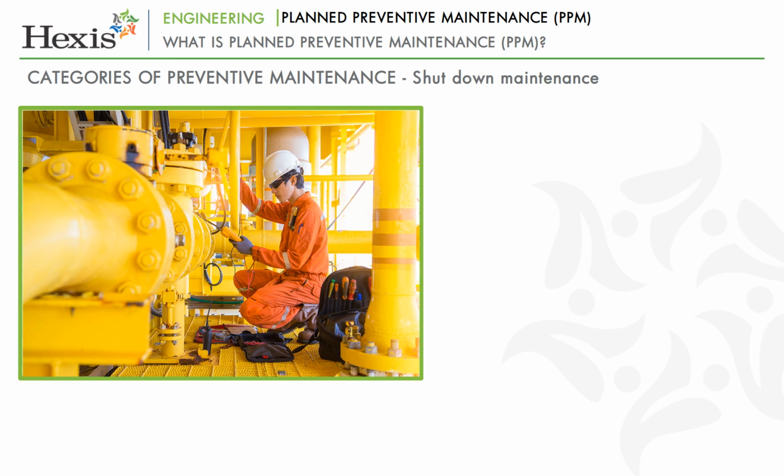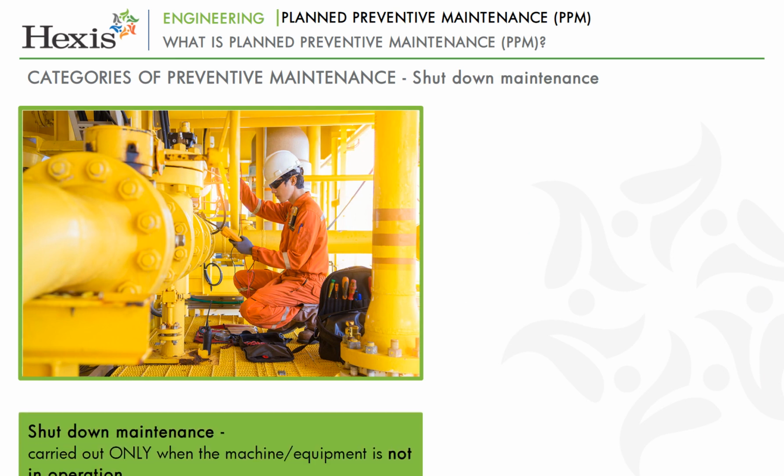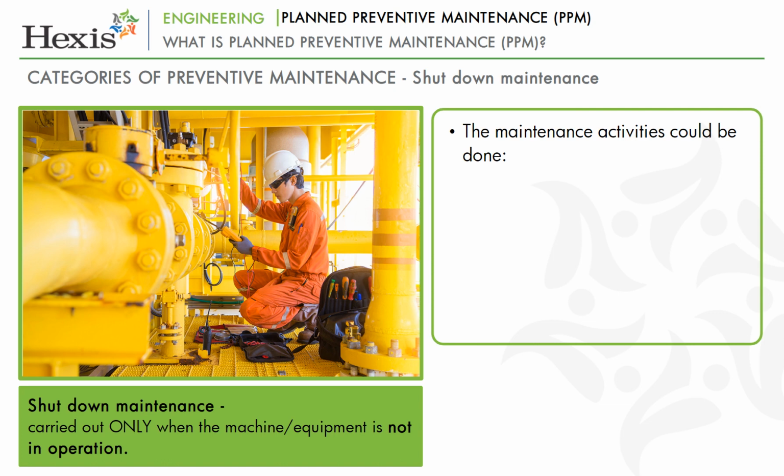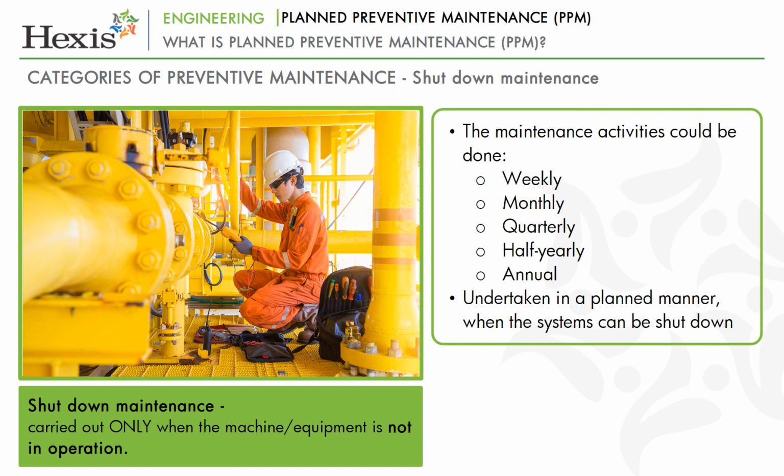Let's now look at shutdown maintenance. Shutdown maintenance is concerned with maintenance work carried out only when the machine or equipment is not in operation. The maintenance activities could be weekly, monthly, quarterly, half-yearly, or annual, and undertaken in a planned manner when the systems can be shut down.